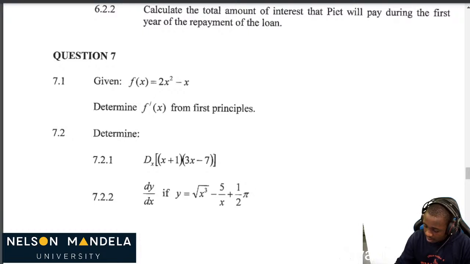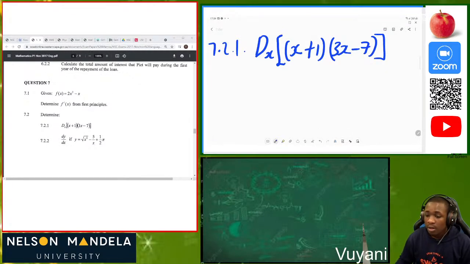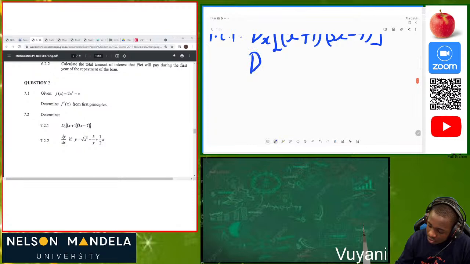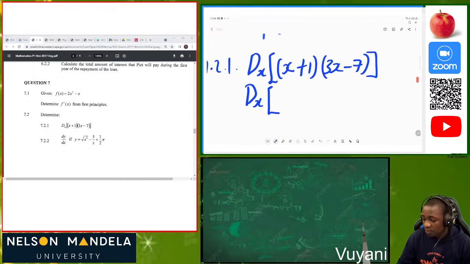7.2.1. They are saying determine dx of x plus 1 and 3x minus 7. If they told you to determine, how do you determine that? I always advise that you solve what you have inside of your bracket. We know that these are just factors, so we can turn them back into a trinomial.